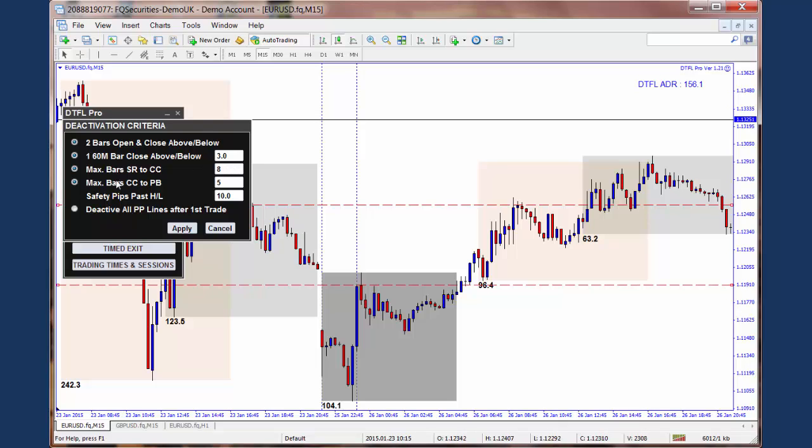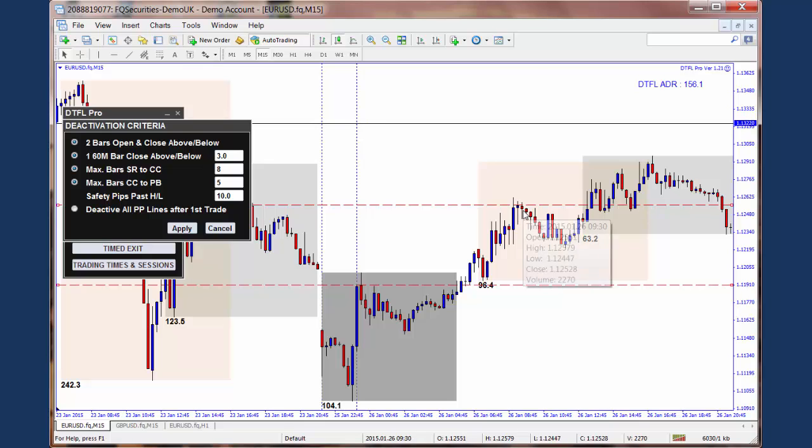Another way that the PP line will be deactivated is the maximum bars between the confirming candle and a pullback to entry, or a pullback candle. So let's assume in this situation there's been a stop run. Let's say this was a confirming candle here, which is within 6 candles, 1, 2, 3, 4, 5. It's quite generous. 8 candles here is quite generous.